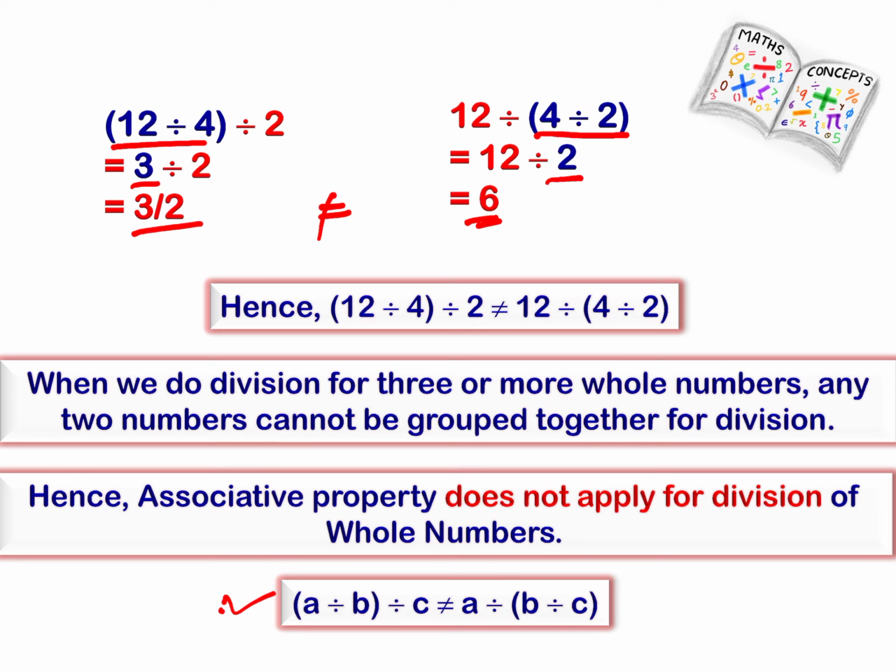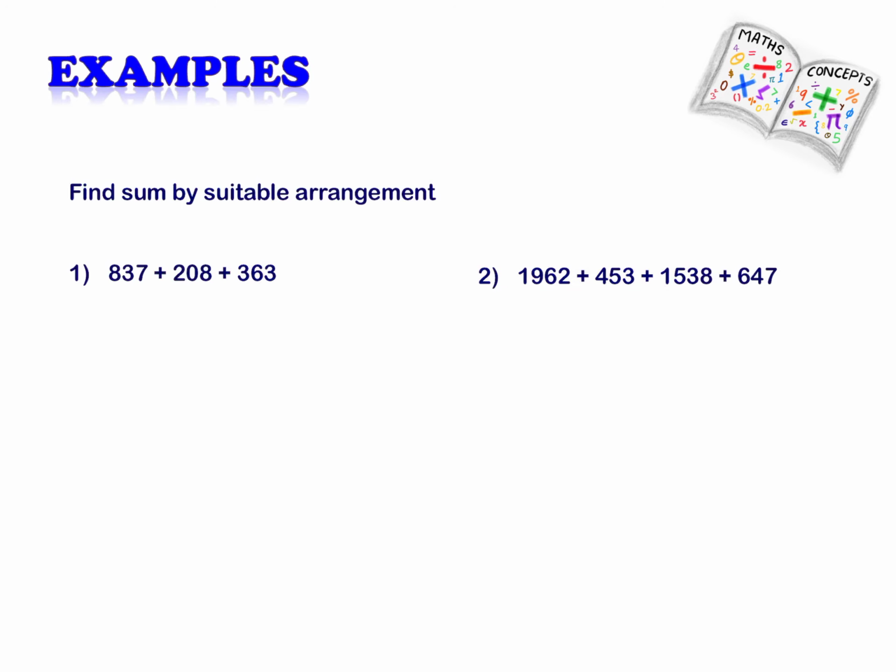As I said in my last video, we are going to solve a few examples which will show us how these properties make it easy for us to do the calculations. Okay, so I am going to apply the commutative property and the associative property to solve the examples.